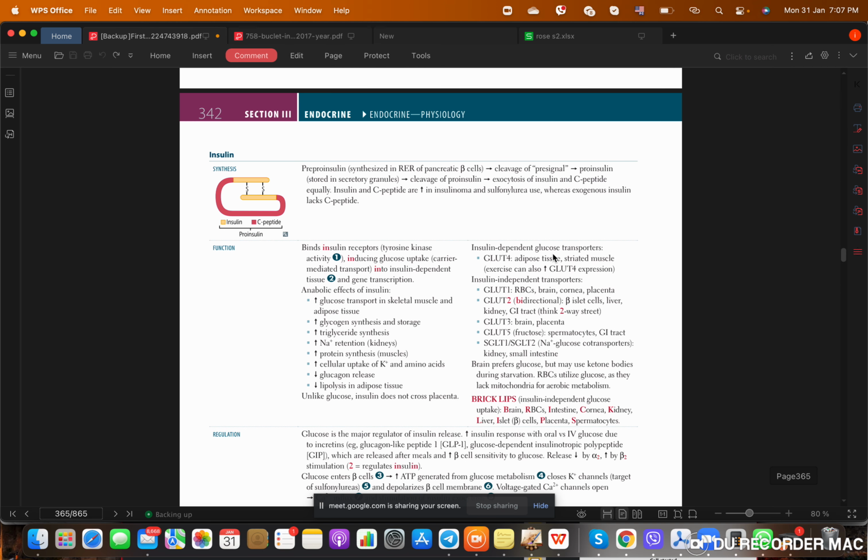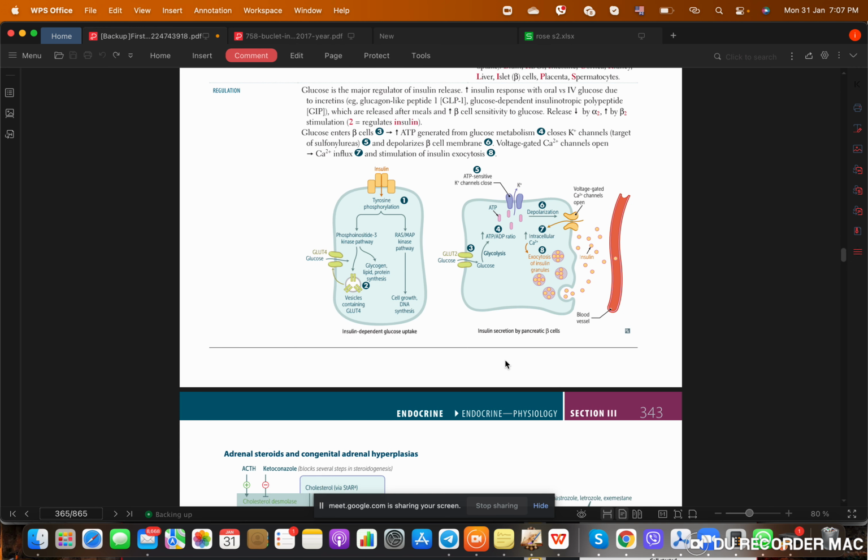I know that it's kind of tricky to memorize these ones. Yep, the glutes tend to be a little bit painful to memorize.